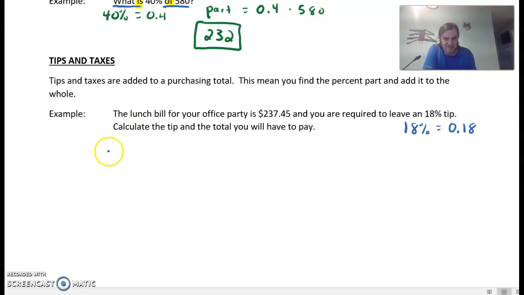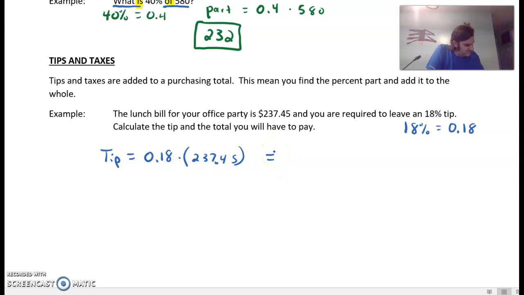So the tip will be the 18% of the total bill, $237.45. Okay, so the whole thing there was the $237. That was the total bill that we got, and we're going to find 18% of it. So if this doesn't come out to a nice number, we will just go ahead and round it off to the nearest penny, because that makes the most sense when dealing with money.